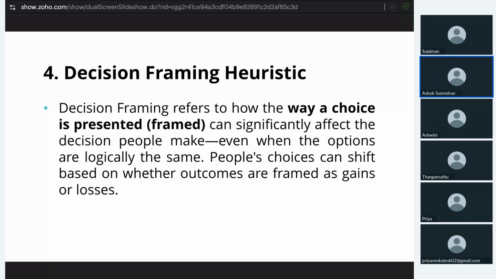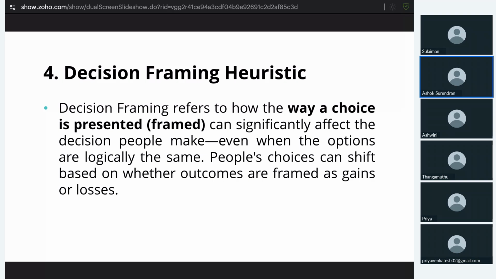Third one is decision framing heuristics. Decision framing refers to the way a choice is represented. There will be a single fact which can be represented in two ways, either as a gain or as a loss. Let's assume you go to a doctor who says an operation needs to be done, and the survival rate for the patient is 90%. You'll feel comfortable. You'll feel like, whoa, there is a 90% positive rate for this operation. But if the same doctor or a different doctor says there is a 10% mortality rate for this operation, it is still the same. The matter of fact is the same. 90% success and 10% mortality is still the same.